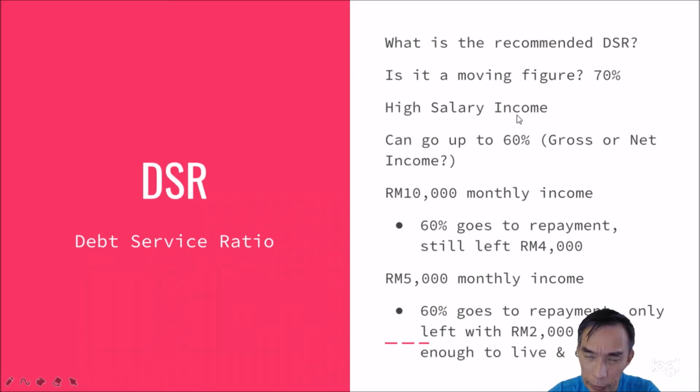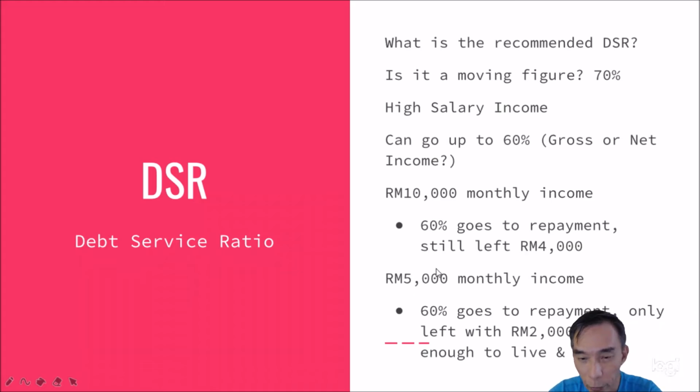70%. Sometimes for high salary people, let's say you have 10,000 ringgit income every month, then you can have, in fact, 3 houses. You're buying 3 houses, and every house's monthly installment is 2,000 each. You still have 4,000 left.